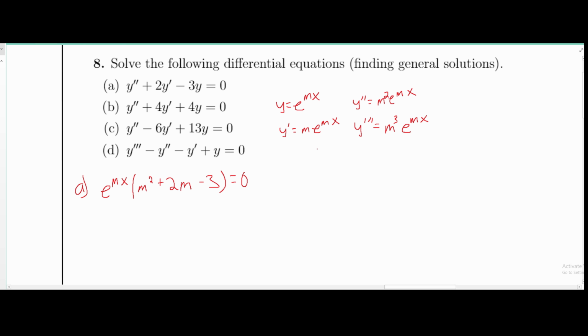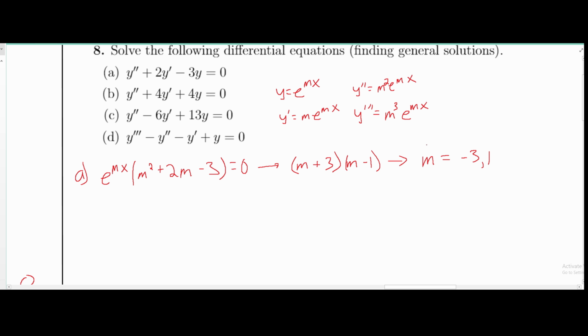When we plug in our values into a, we get e to the mx in parentheses m squared plus 2m minus 3. We factor out the e to the x because all of our y's have an e to the x in front of them. After we factor this, we get m is equal to negative 3 comma 1. So that is our m values.